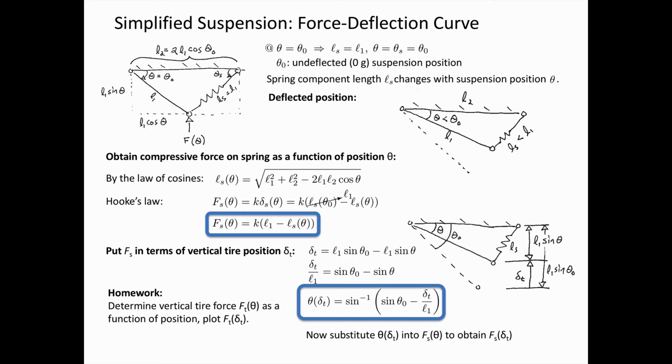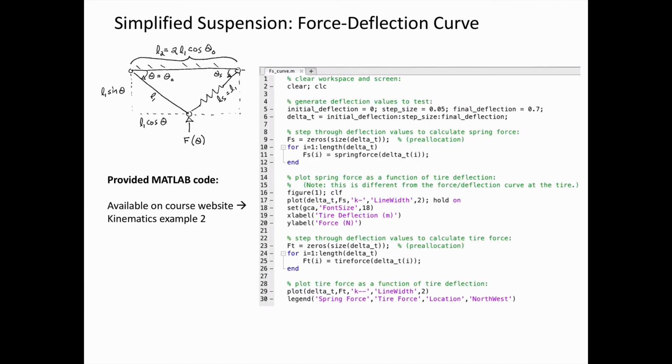So for your homework, your job is to determine the vertical tire force as a function of position, and then to plot the tire force as a function of vertical tire deflection. One hint for that, draw the free body diagram for the bottom joint. MATLAB code is provided for this. It's available on the course website. It's called Kinematics Example Number 2. And again, there is a p-coded element.